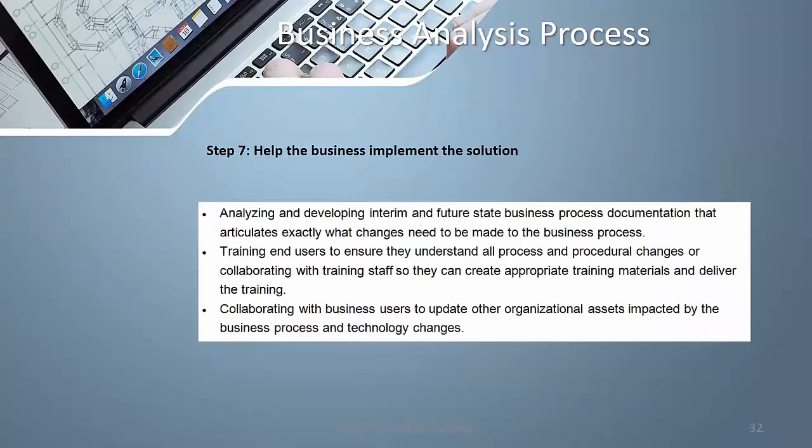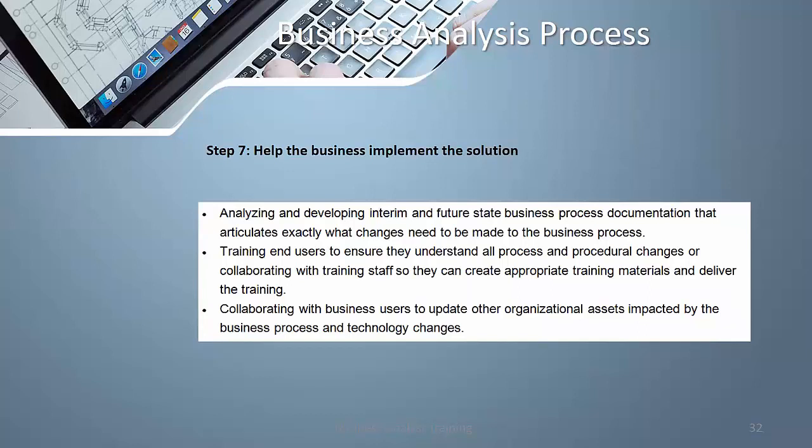Okay, let me move ahead. So step number 7 is help the business implement the solution. When the solution is done, you take it and go to the customer site and help them to implement it. You'll have a separate implementation team. They will go to the customer side and implement the solution that has been designed by your technical team for the customer's use.